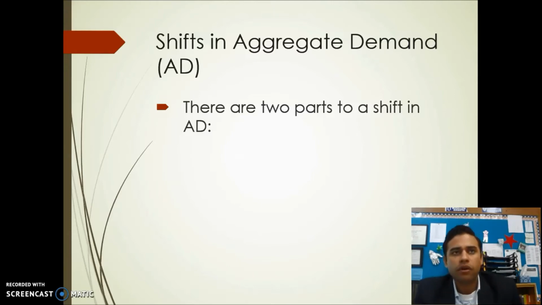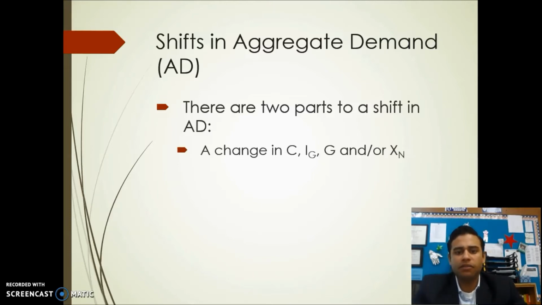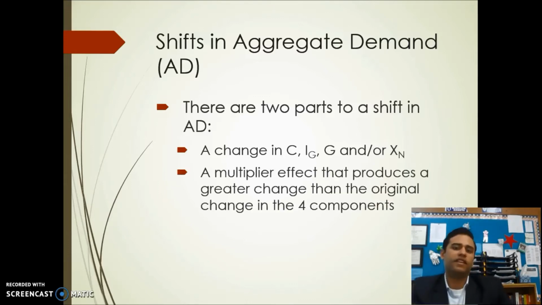So considering this spending, there is some change in the behavior of SIGEX, of consumers, businesses, government, or the rest of the world. So that's part 1, that change in behavior. And part 1 here is what we're going to emphasize today. Today we're talking about what kind of things would change the behavior of consumers, businesses, the government, or the rest of the world. The second part of any of these shifts is a multiplier effect that produces a greater change than the original change.